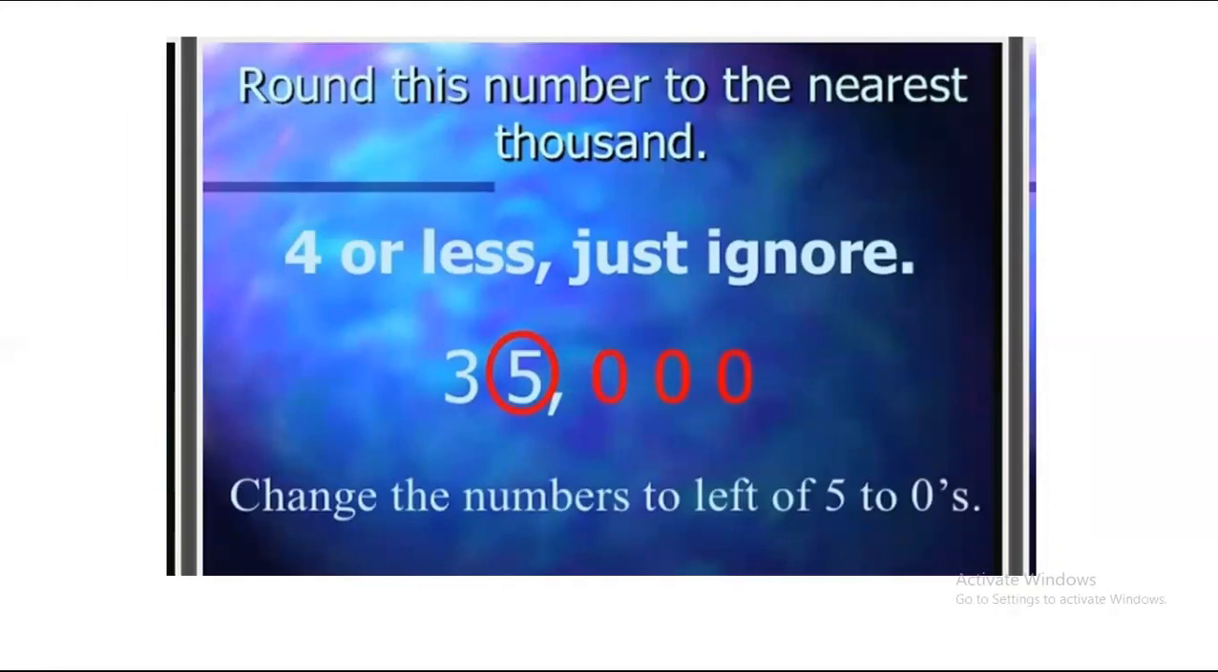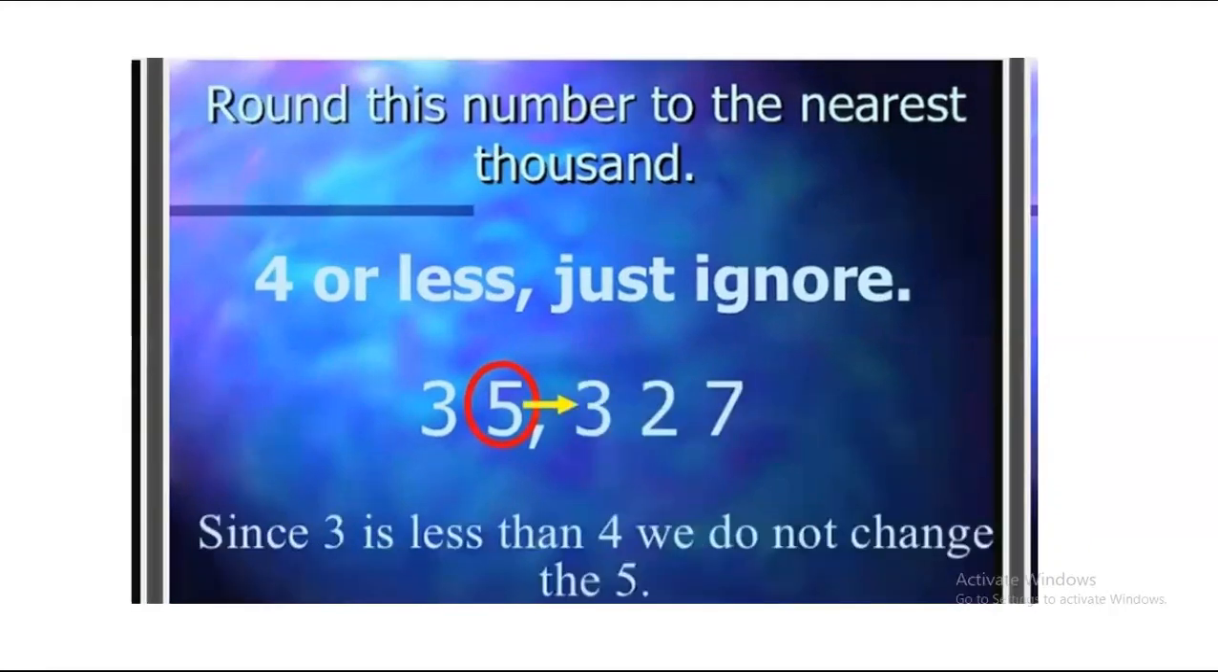Round this number to the nearest thousand, 4 or less, just ignore. So the numbers to the right of the 5 will become 0. If the 3 had been greater, then we would have increased the number. The rounded answer is 35,000.